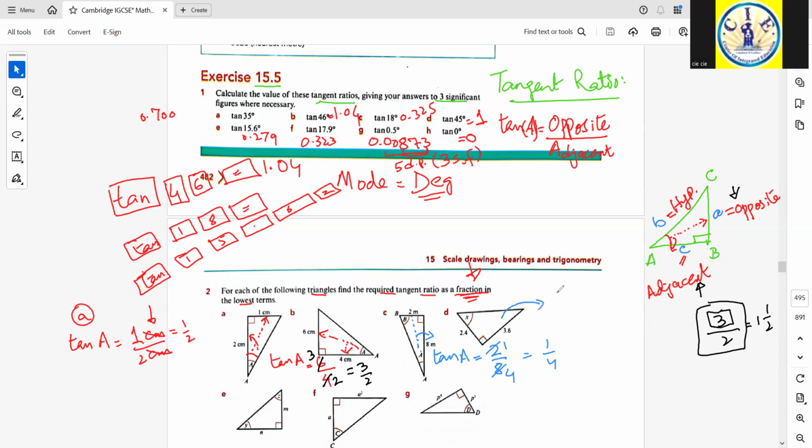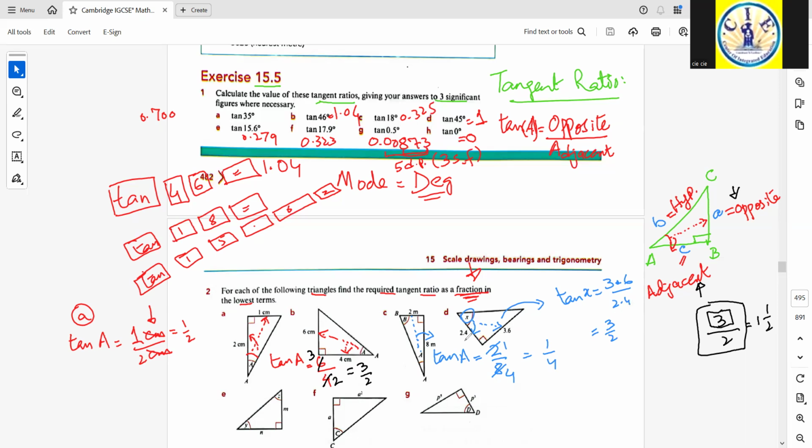Same goes for this. Tangent of angle, now this is our angle of consideration x. So tangent of x will be equal to the side opposite to that, that is 3.6, divided by the side adjacent to it, that is 2.4. So dividing them up, we get 3 by 2. That's the answer to part D.